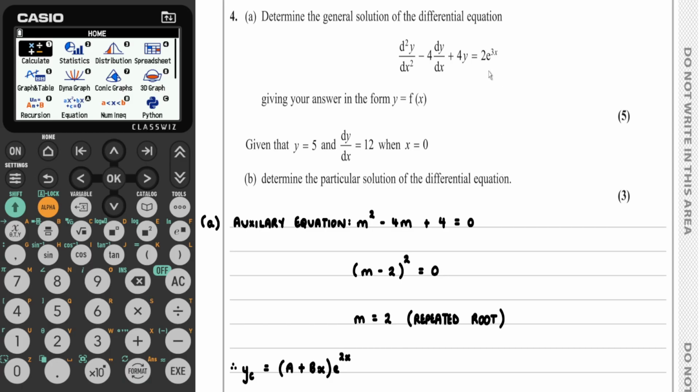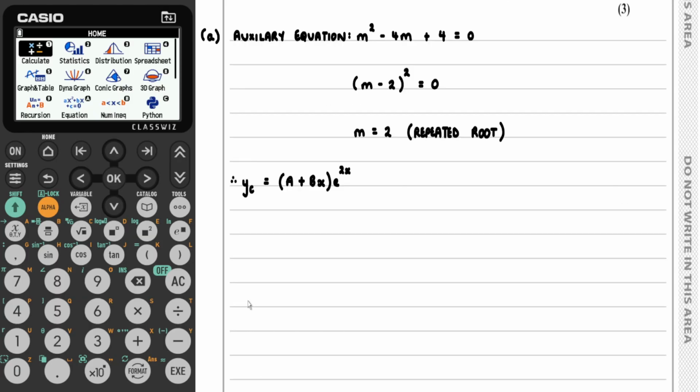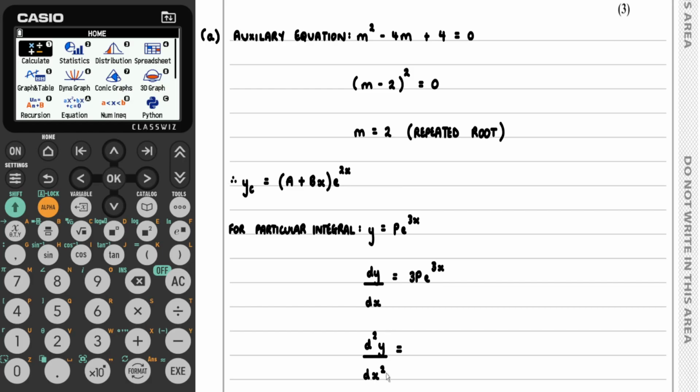Because we have a non-homogeneous second order differential equation, we now need to find the particular integral. On the right hand side we have 2e to the 3x. So for the particular integral, that will be of the form y equals pe to the 3x. If I differentiate this, dy over dx, that's equal to 3p e to the 3x, and differentiating again, we have d squared y over dx squared, which is equal to 9p e to the 3x.